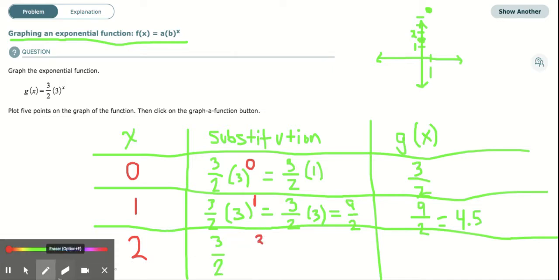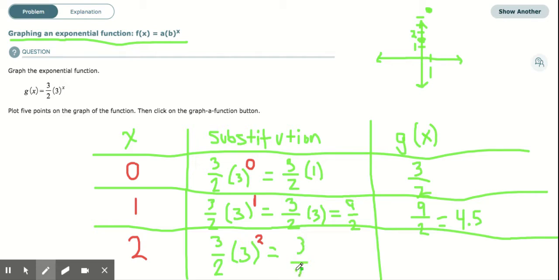Oops, forgot the 3. So 3 squared is equal to 9, right? So 3 halves would be multiplied by 9. So this is going to be equal to 27 over 2 now. You see how it's growing exponentially, how it grows much quicker than a linear function? So 27 divided by 2, well, 26 divided by 2 would be 13. So this must be 13.5.